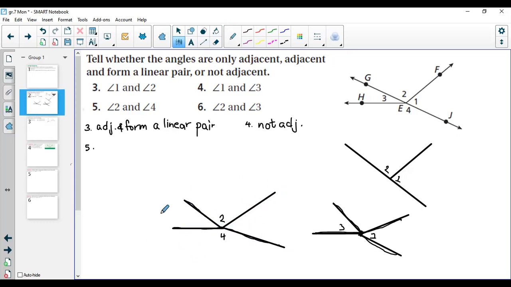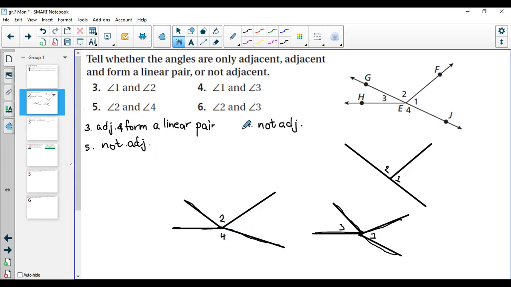Are they forming a straight angle, which is to be a linear pair? No. So what do you write here? You just say it is not adjacent. Because neither are they sharing the same hand, and neither are they making a straight angle.